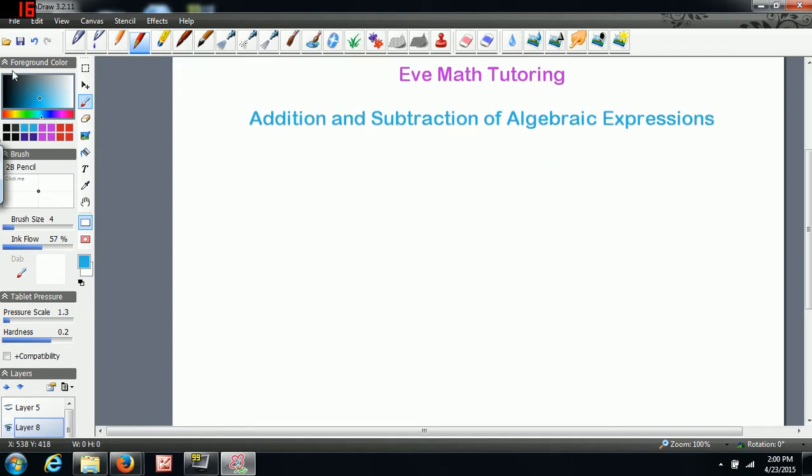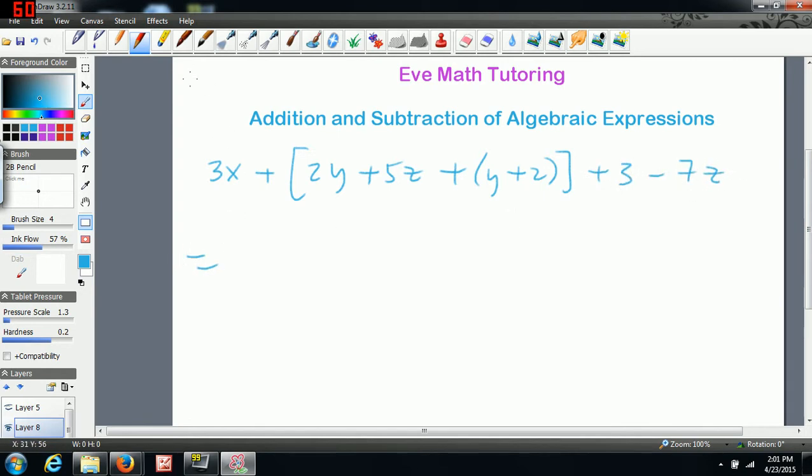Okay, now let's do the same question, but assuming that it's plus. 2y plus 5z minus y, maybe we can make this a plus 2. Plus 2 plus 3 minus 7z. Okay, so the question is simplify.